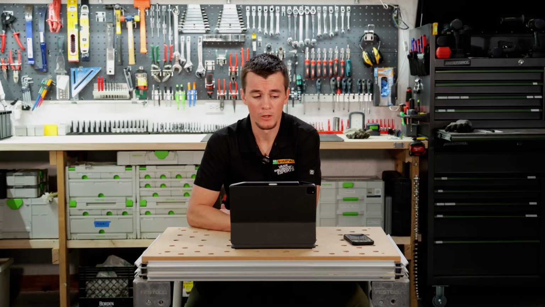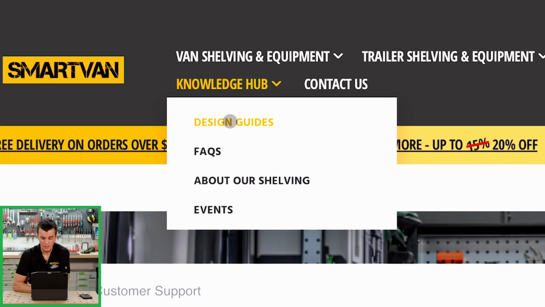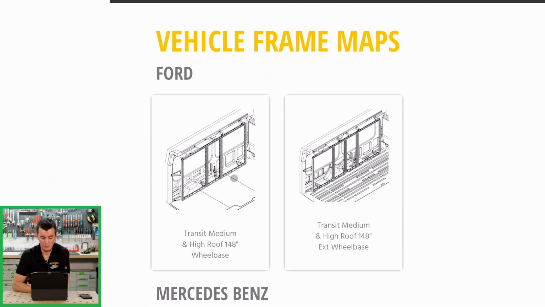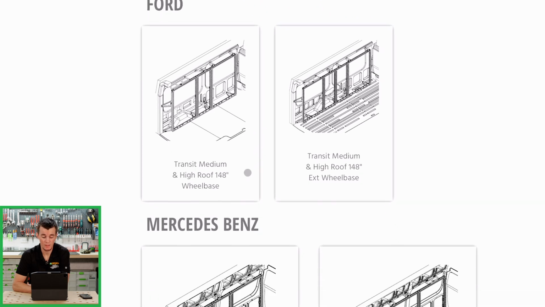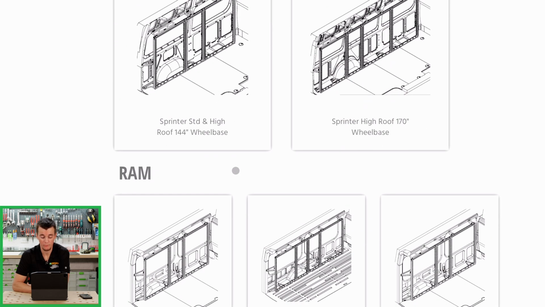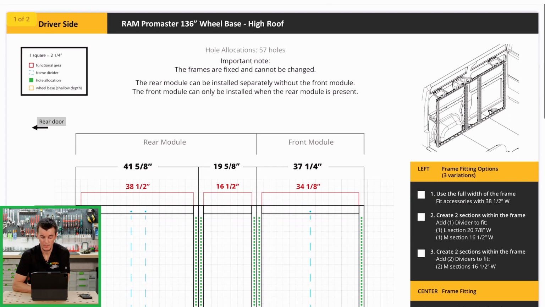One thing we should quickly look at is an example of a frame map. So I'm going to go back here, the design guide page, and we're going to scroll down, and here you can see frame maps for the medium and high roof Ford Transits. You can see the frame map for the Sprinter standard and high roof models, and then we also have frame maps for the several different wheelbases, but also the medium and high roof Ram ProMaster. So let's open the Ram ProMaster one here.